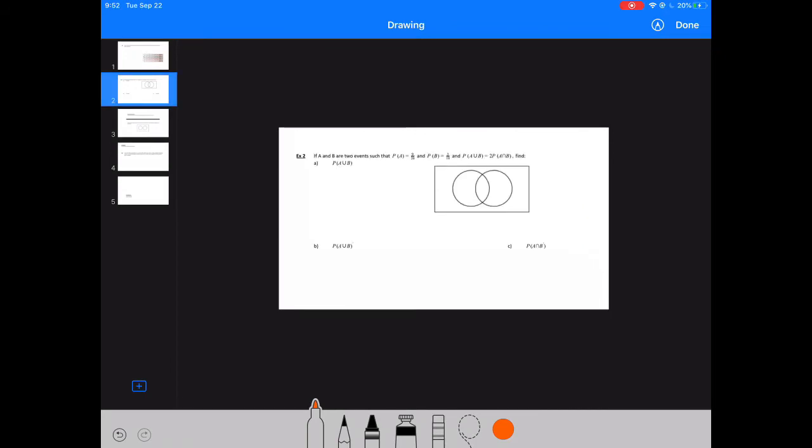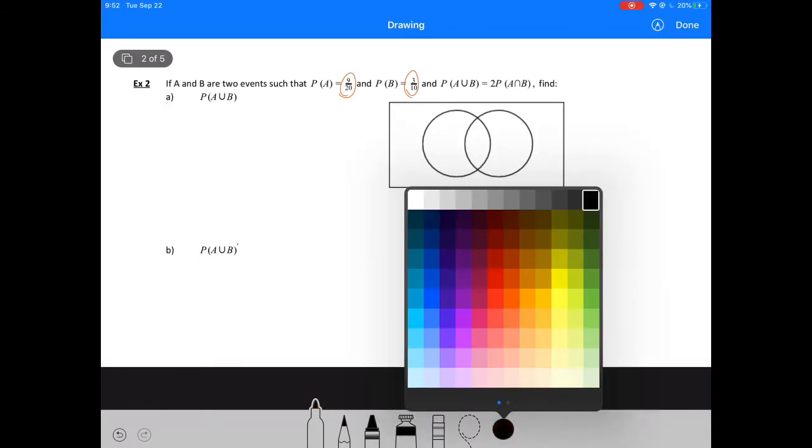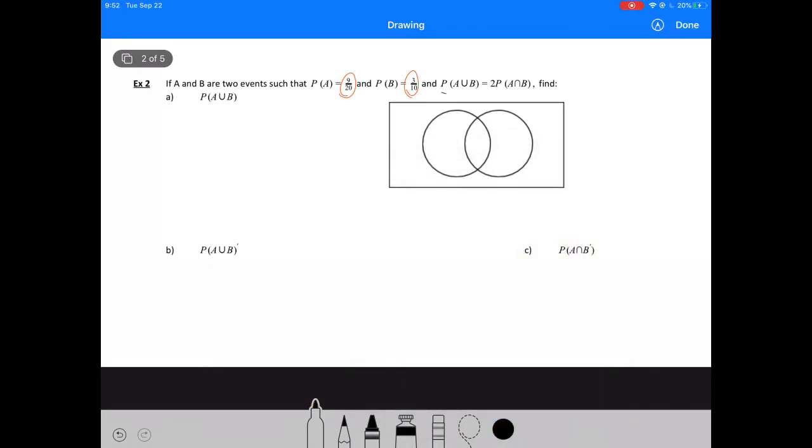You've got a Venn diagram with two events such that the probability of event A is 9 over 20 and the probability of event B is 3 over 10. You are also given the fact that the probability of the union of A and B is 2 times the probability of A and B. We are going to try and find the probability of A or B first.